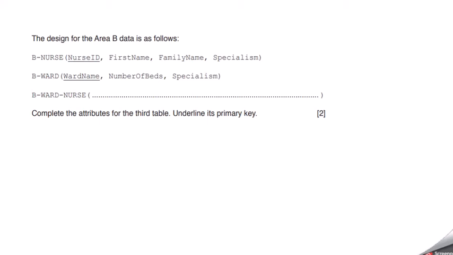Okay, so this question I gave you is actually a part of a much bigger question, but I've made it quite tough by cutting out a lot of the previous part of the question to see how you would cope. So what we have is a table called nurse, where we've got the nurse ID, first name, family name, specialism. We've also got a table called ward name, number of beds, and specialism.